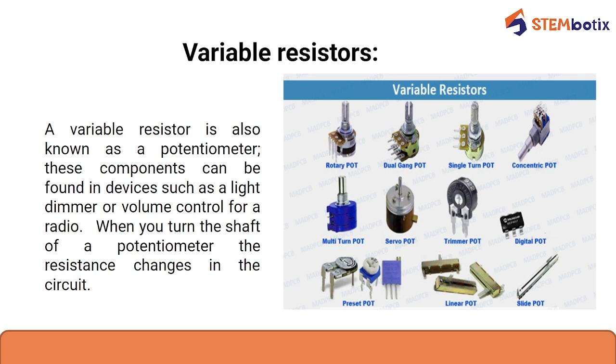So you have all seen that radio or the music system in which you have a kind of rotary part which you use to turn up the volume or to turn down the volume. So these are the kind of variable resistors, or you can say the examples of variable resistors. When you turn the shaft of a potentiometer, the resistance changes in the circuit. Means as you start turning this particular section or this rotary part, the resistance of the resistor changes, and because of which you can see the change in volume, or you can say the frequency or channel of the radio.